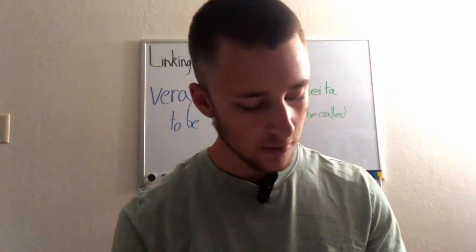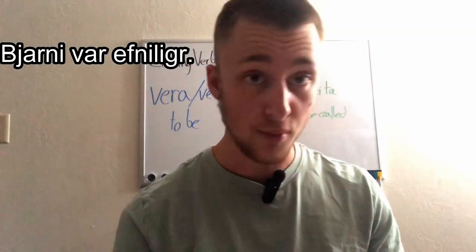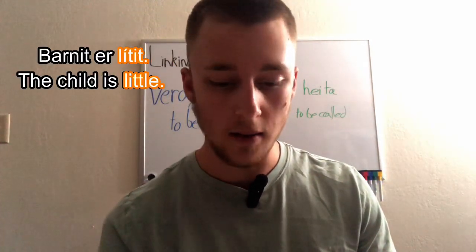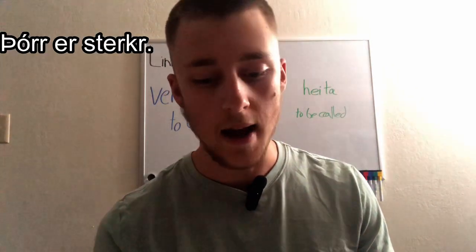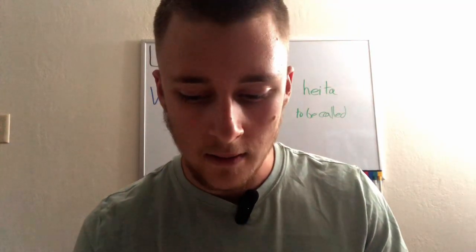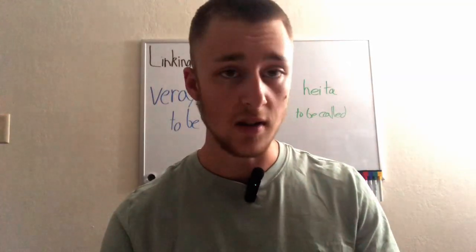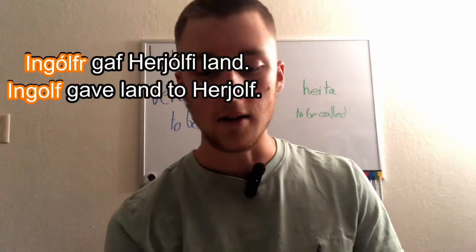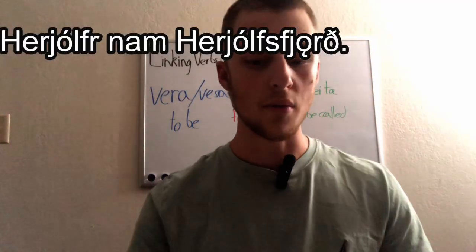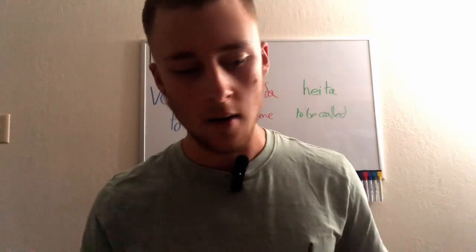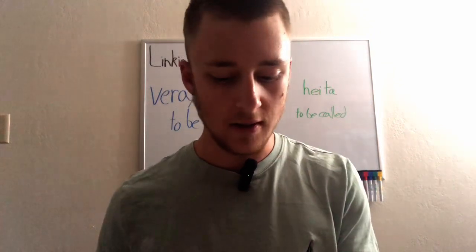Some predicate adjectives would be like Bjarni var evnilegur. Bjarni was promising. Barnið lítið, the child is little. Thor sterker. Thor is strong. And some other examples would be when action verbs take direct objects in the accusative. It's kind of similar. Ingolfur gav Herjolf land. Ingolf gave land to Herjolf. Or even Herjolfur nam Herjolfs fjord. Herjolf took Herjolf's fjord. And after that, we have some cultural stuff.